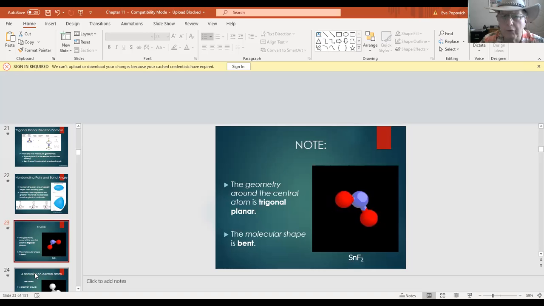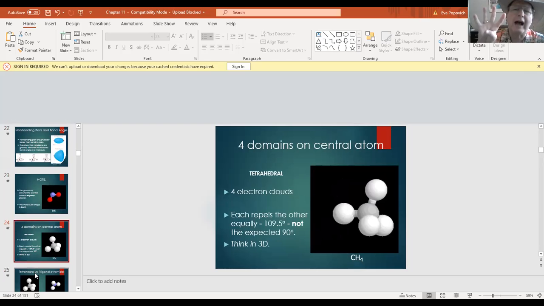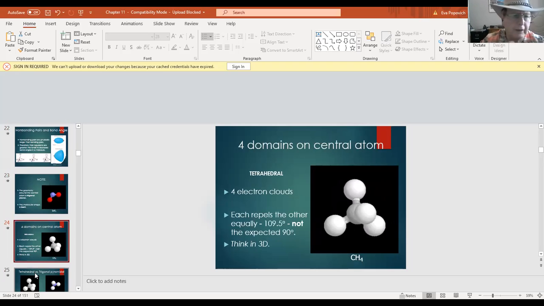So overall, the electron geometry is trigonal planar. Molecular shape is going to be bent. If I add another thing around there, I've got four electron clouds. That dictates I have this geometry, which is called a tetrahedron. I got one going straight up, pushing the other three down a little bit. Bond angles are 109.5.